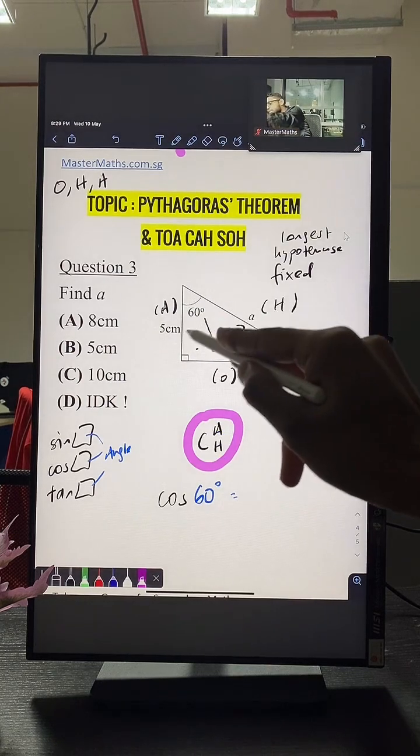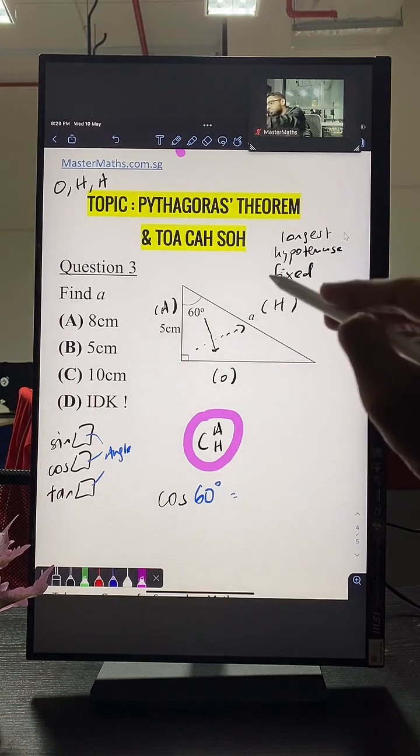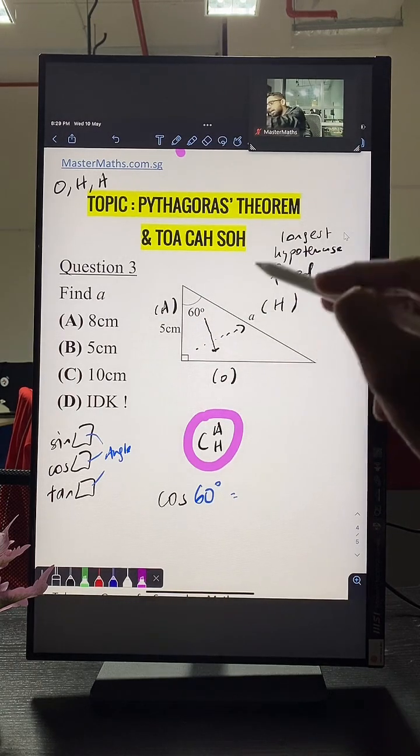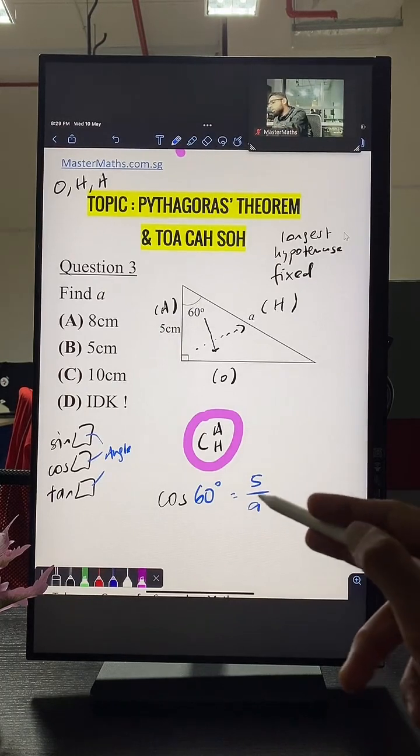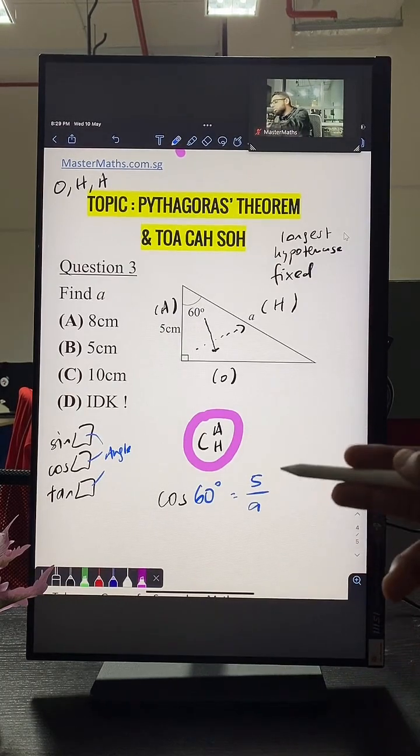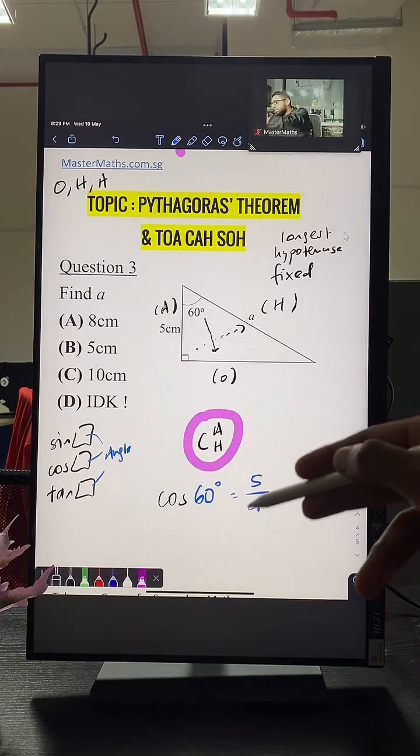We just discussed earlier, the adjacent length is 5 cm. The hypotenuse length is A, which is something I need so badly. I need this A. Okay, so adjacent over hypotenuse. And some of you are like, coach, how in the world do I find A? Do I bring it to the top? Do I cross multiply? What in the world do I do to find this A?